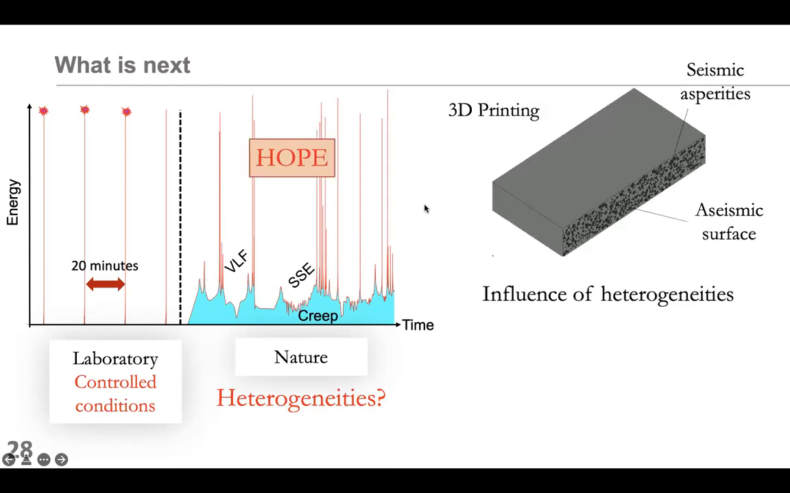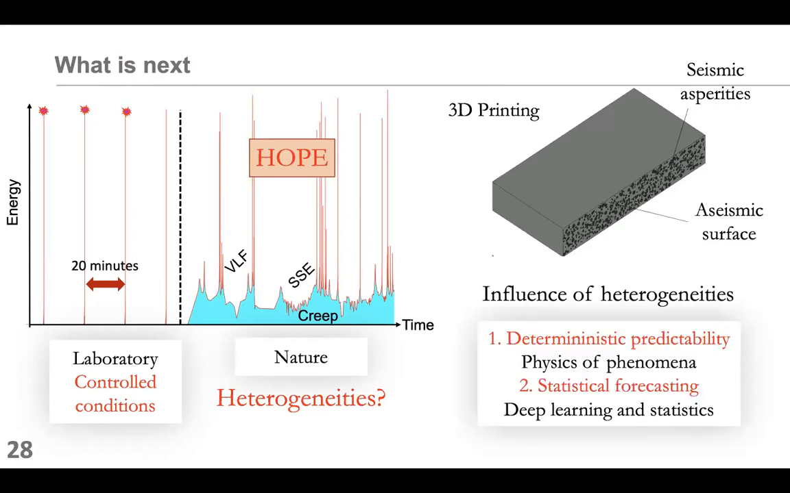So how we will do it is that within this project, we will still use amorphous polymer as a proxy for rocks. And so we will be able to print seismic asperities within a seismic bulk to see the influence of heterogeneities during the propagation of events during our experiments that model the seismic cycle.